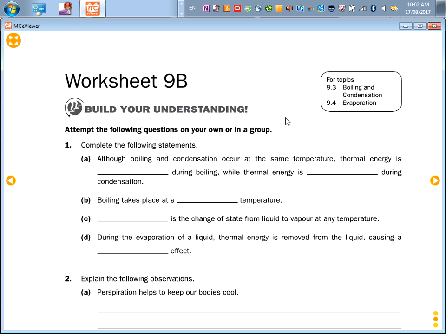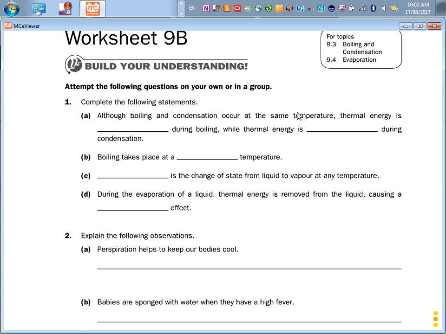Now we are moving on to 9b. Okay, boiling and condensation, they occur at the same temperature. Although they occur at the same temperature, is thermal energy lost or gained? Absorb. So we gain the thermal energy, we absorb thermal energy during boiling. Okay, then for condensation, it is released. Does it make sense to you?